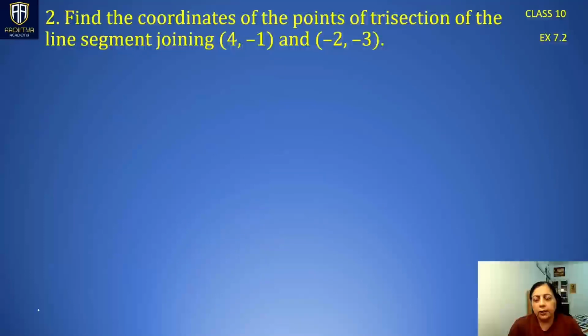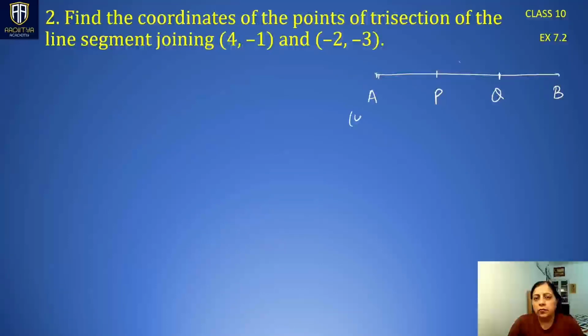Next question says, find the coordinates of the points of trisection of the line segment. We have done an example of trisection in the introductory video. You must have learned that trisection means dividing something into three equal parts. To bisect something is to divide it into two equal parts. To trisect something means to divide it into three equal parts. So now here AB is getting divided into three equal parts.